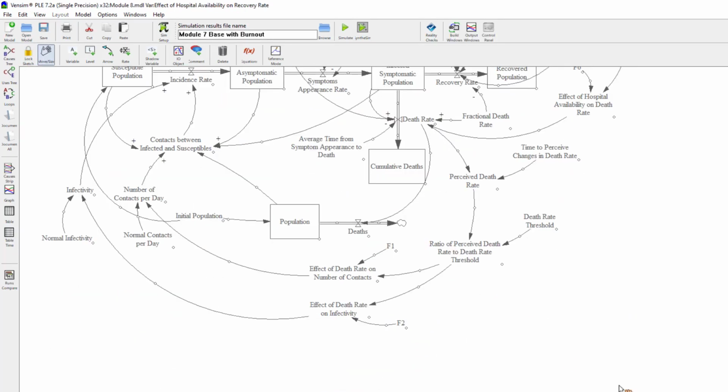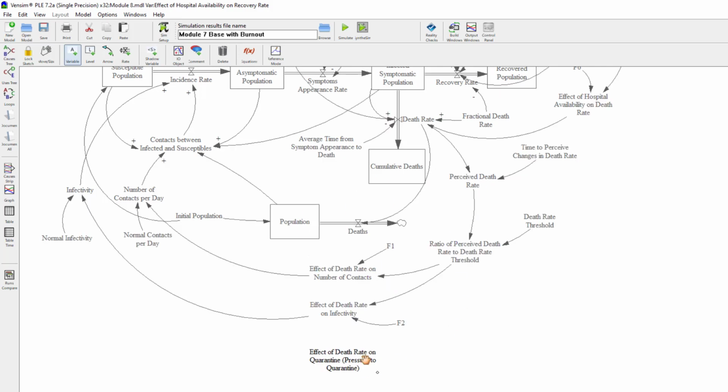The first part that we're going to do is how the death rate will affect the quarantine policy. Just like the effect of death rate on number of contacts and effect of death rate on infectivity, we're going to create a variable here. It's going to be called effect of death rate on quarantine policy. And I'm going to say this is pressure to quarantine.